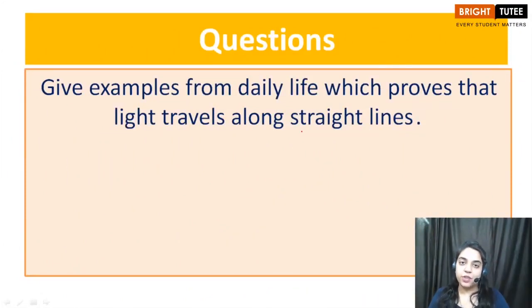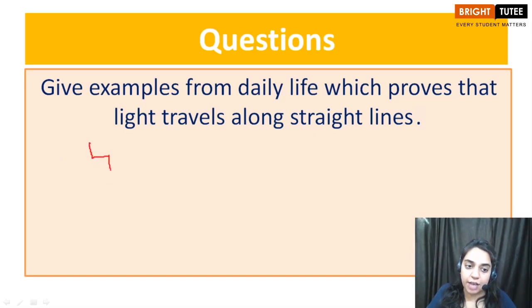In this session we are going to discuss a few questions and answers from the session that we have covered so far. So children, the first question is: give an example from daily life which proves that light travels along straight lines. The best part of studying physics, and especially this chapter on light, is that you don't need to cram anything. You can just observe around yourself and you will find the answer to almost all of the questions. So you can observe from your daily life.